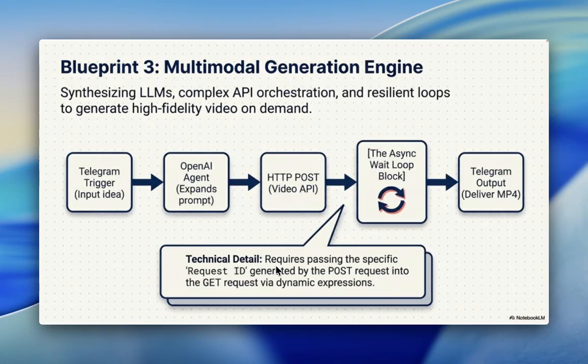Blueprint 3, the multi-model generation engine, synthesizing LLM, complex API orchestration, and resilience to generate high-fidelity video on demand. Telegram trigger, input idea. OpenAI agent, expand prompt. HTTP POST video, the async wait loops. Telegram output, deliver MP4. Technical details: requires passing the specific request ID generated by the POST request into the GET request via a dynamic expression.